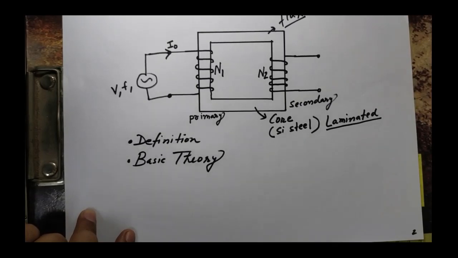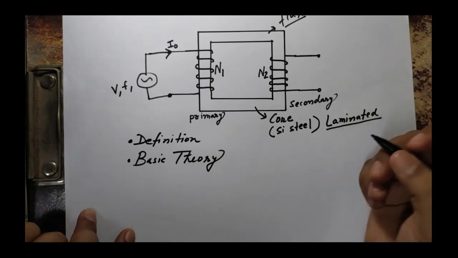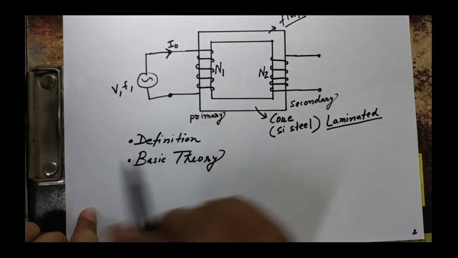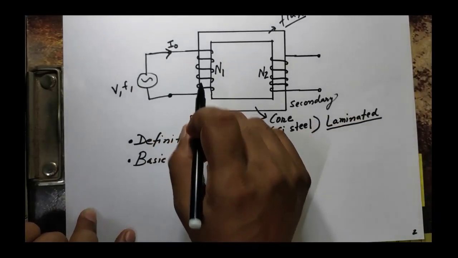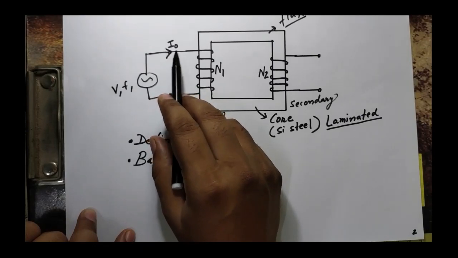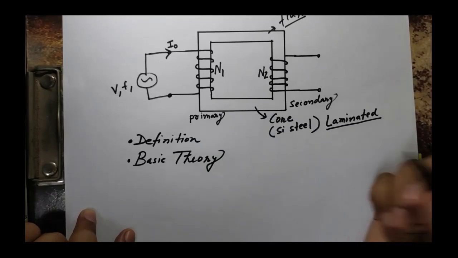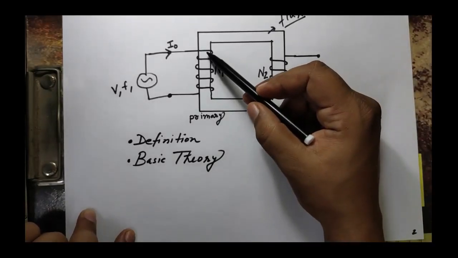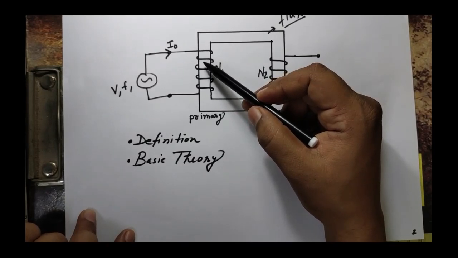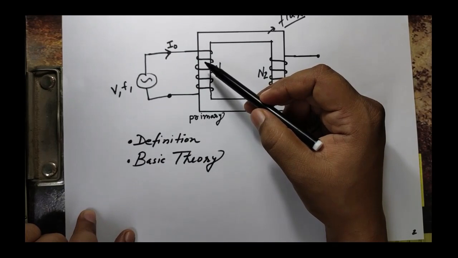Okay, now see, due to this current what will happen? Try to understand this step by step. Now when the I naught current is flowing in this coil, what will happen? We know that whenever a current is flowing in a conductor, magnetic flux is always set up due to this current, right?